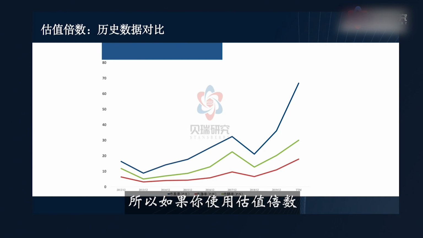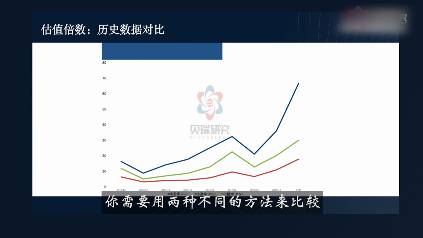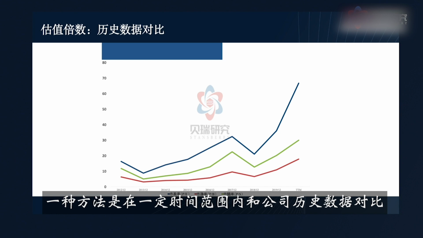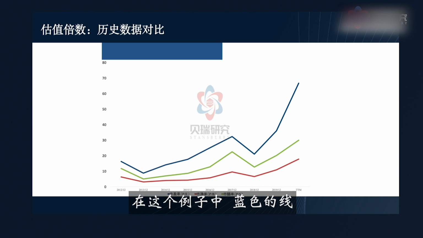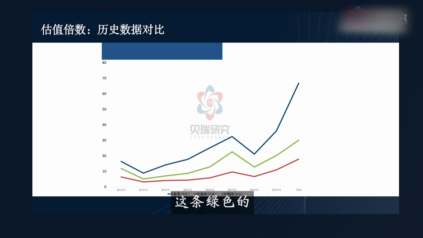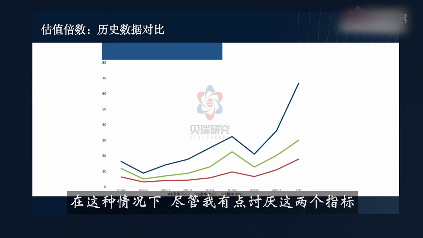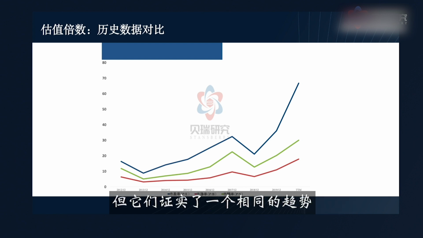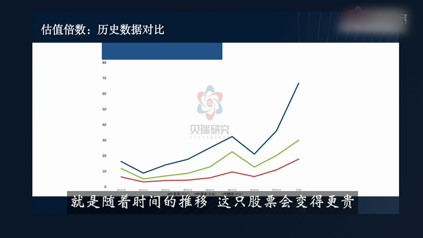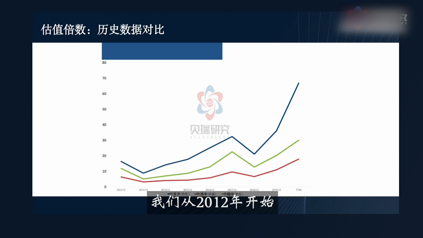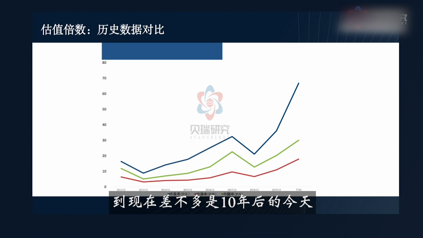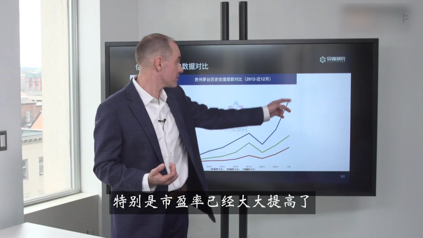So if you do use multiples, you want to compare them two different ways. One way is across the company's own time horizon. In this case, we've got blue, which is price to earnings. We've got red, which is price to book, again for Motai. And we've got green, which is price to sales. Even though I kind of hate these two metrics, they're confirming the same trend, that this stock is getting more expensive over time. We're starting in 2012, and then here we are almost 10 years later as we're filming this. Price to earnings in particular has gone way up.